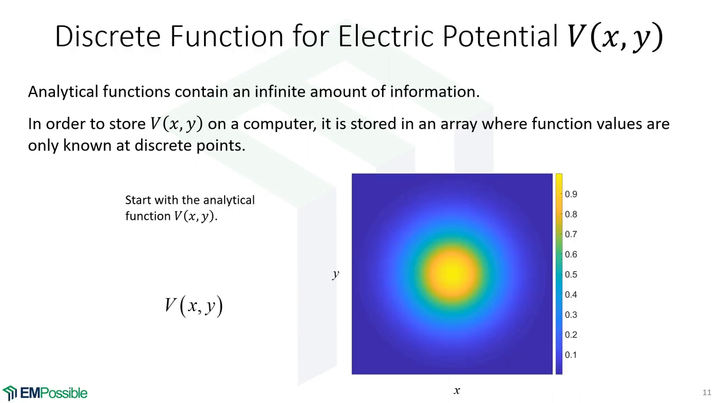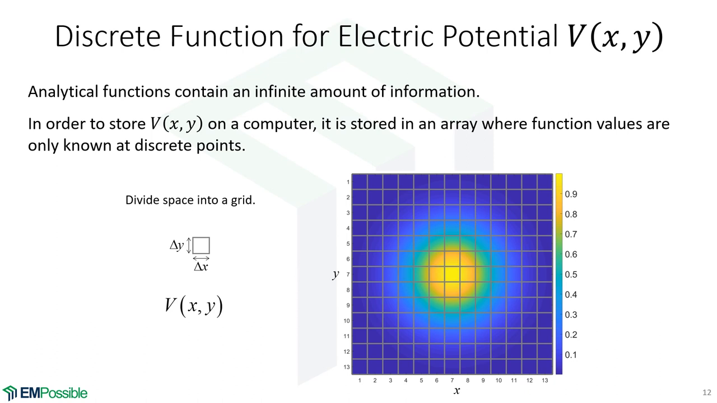The first thing we are after, and really the big step in analyzing a transmission line, is calculating this electric potential surrounding the line. And here's an example electric potential, probably around a single thin wire. That contains an infinite amount of information. How do we store this on a computer? And the answer is, we don't. We do something else. So what we're going to do is divide space into cells.